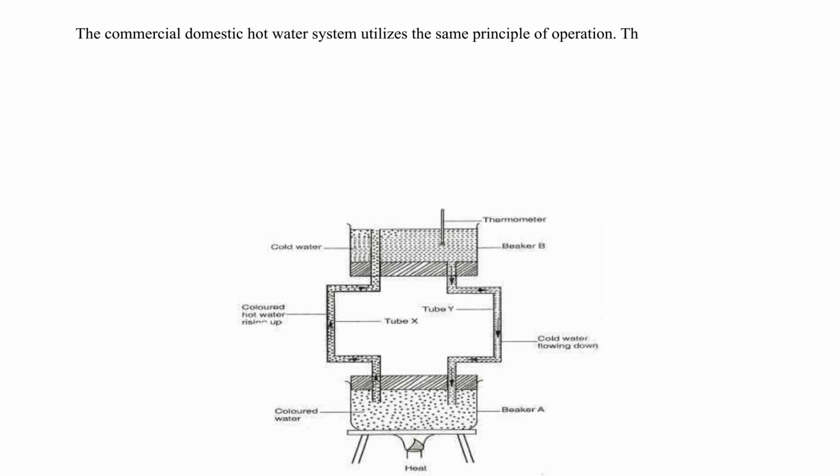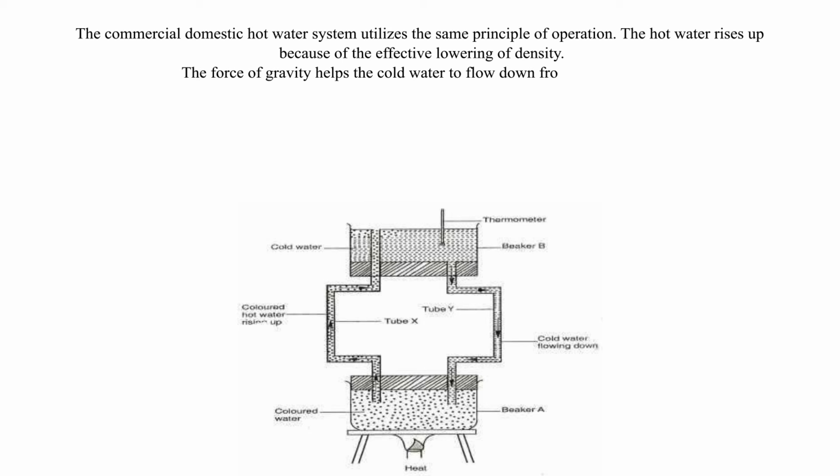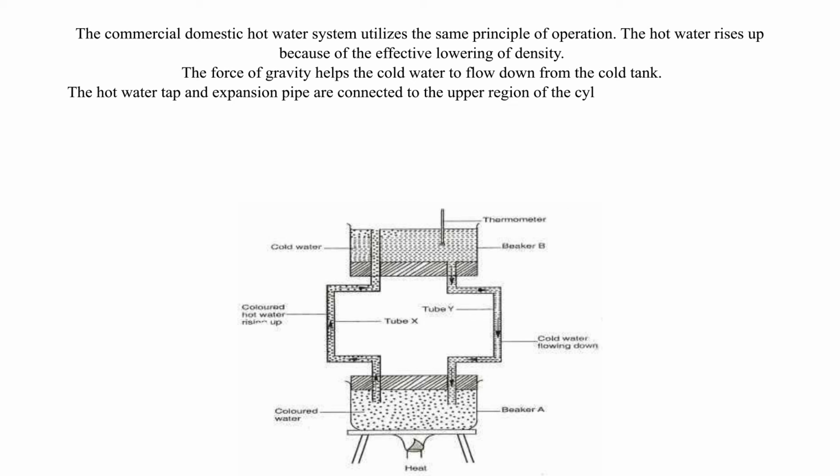The commercial domestic hot water system utilizes the same principle of operation. The hot water rises up because of the effective lowering of density. The force of gravity helps the cold water to flow down from the cold tank. The hot water tap and expansion pipe are connected to the upper region of the cylinder.